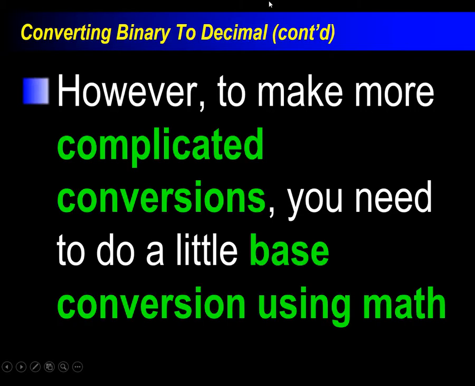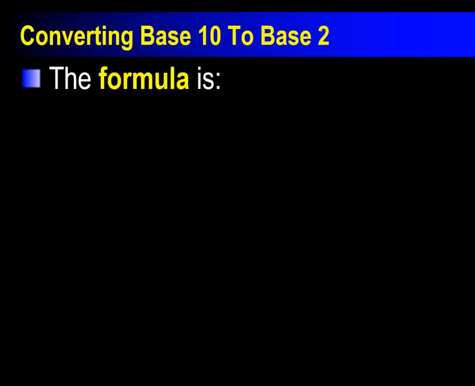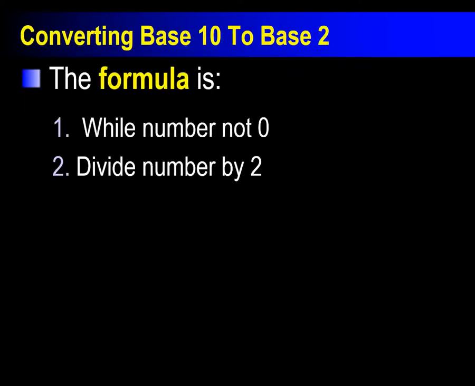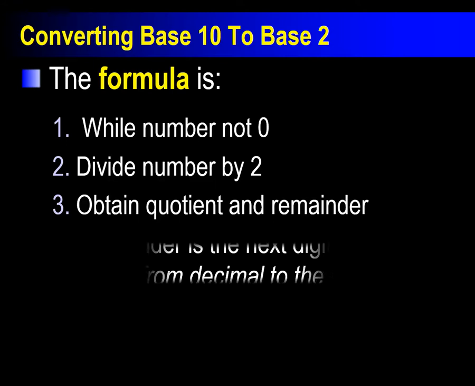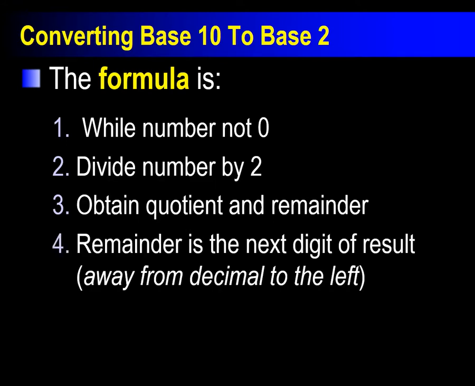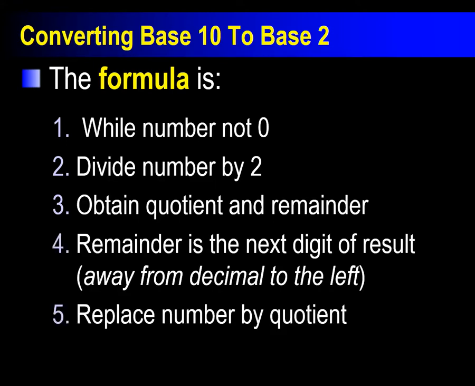The formula for base conversion is: while the number's not 0, divide the number by 2, obtain the quotient and the remainder. The remainder is the next digit of the result, moving from the decimal point to the left, and replace the number by the quotient.